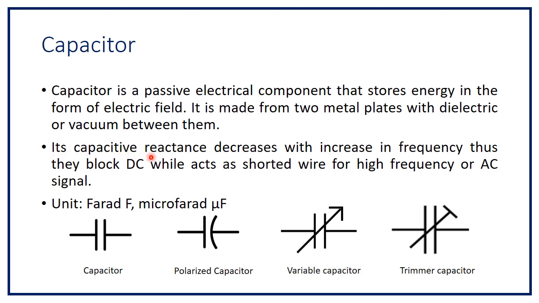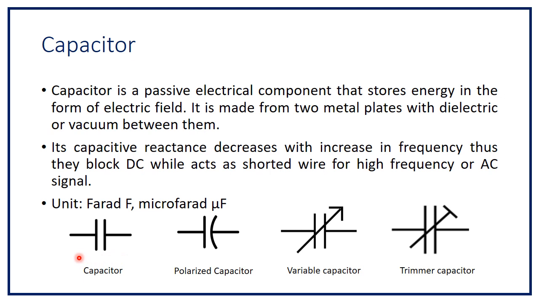Its capacitive reactance decreases with increase in frequency. Thus, they block DC while acting as a short circuit for high frequency or AC signals. So we can say capacitor passes AC and blocks DC. Basically, capacitance is measured in farad. Its smaller units are basically microfarad.